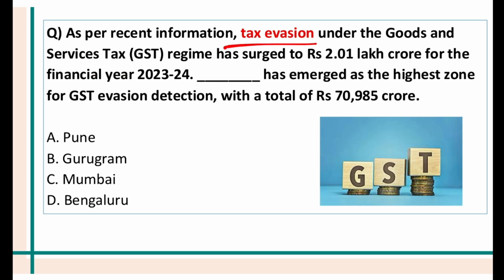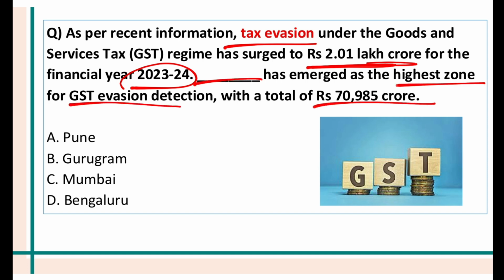Tax evasion under the GST has surged to 2 lakh crore for the financial year 24. Now, which city has emerged as the highest zone for GST evasion with a total of 70,985 crore? The answer, of course, is Mumbai. Maximum GST evasion in India was from Mumbai, which is the financial capital of India. And how much was from Mumbai? 70,985 crore. Second was Delhi. So Delhi was second, 18,313 crore.